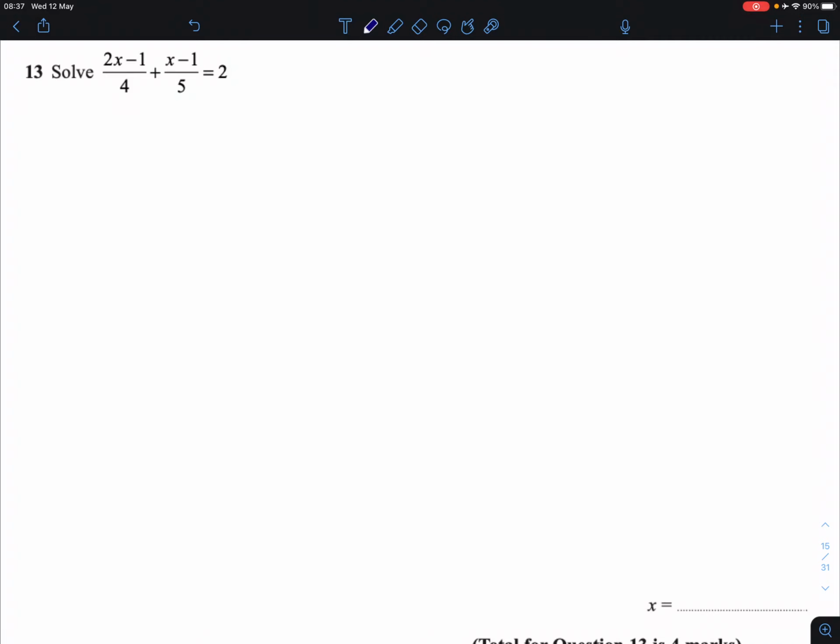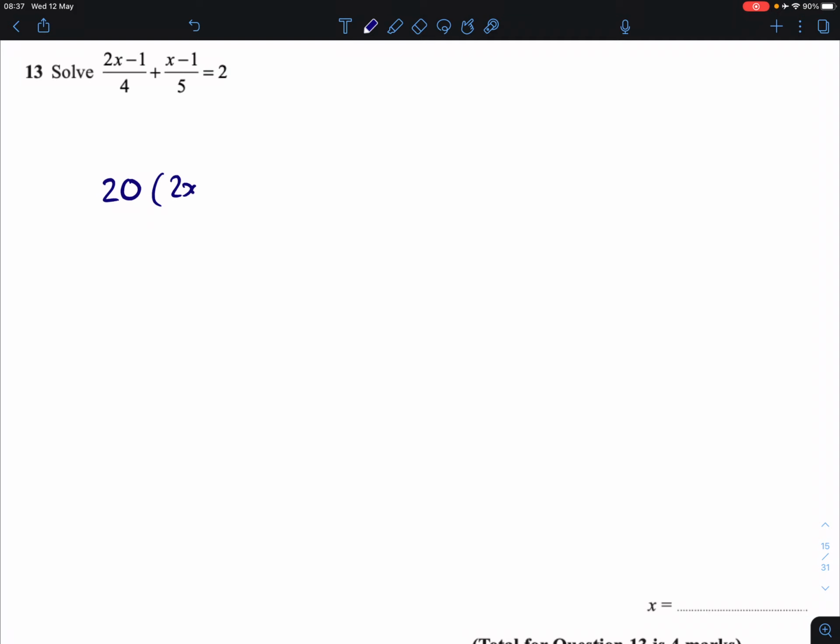Question 13, solve the following linear equation. So, the first step of solving any equation is deal with any fractions that there are, get rid of any fractions. So we have this over 4 and over 5. I want to multiply everything by something that will get rid of those. So 4 and 5 both go into 20. So I want to multiply everything by 20.